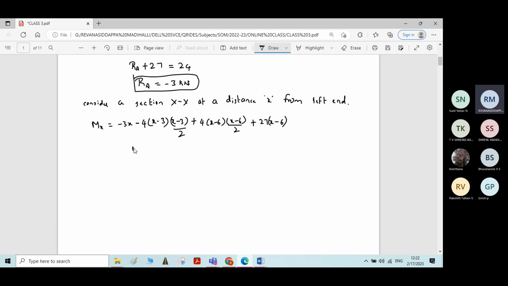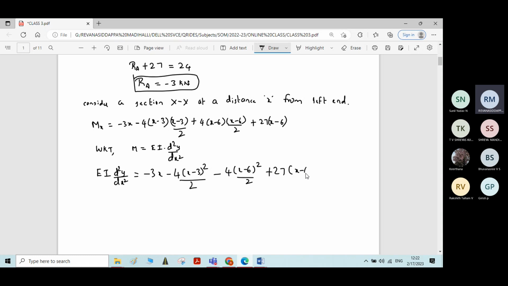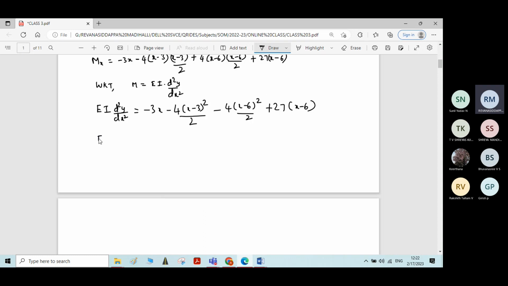Now next step is the same. We know that M is equal to EI into d square y by dx square. Therefore, from both the equations we can equate: EI into d square y by dx square is equal to minus 3x minus 4 into (x minus 3) whole square by 2. So here we can cancel. Okay, you write one more step, no problem. Minus 4 into (x minus 6) whole square by 2 plus 27 into (x minus 6). Okay, you simplify this equation. EI into d square y by dx square is equal to minus 3x minus 2 into (x minus 3) whole square minus 2 into (x minus 6) whole square plus 27 into (x minus 6).